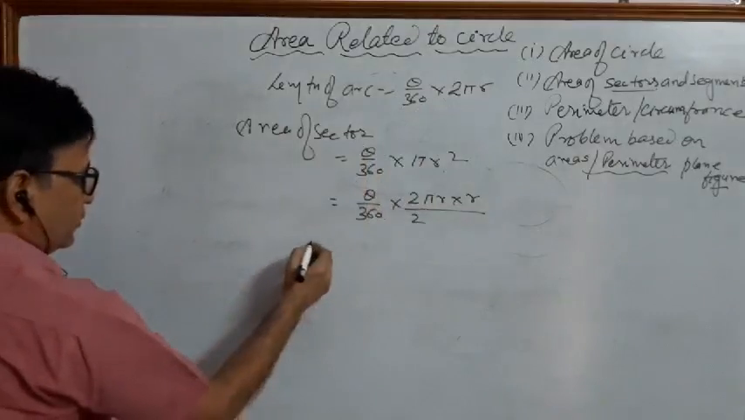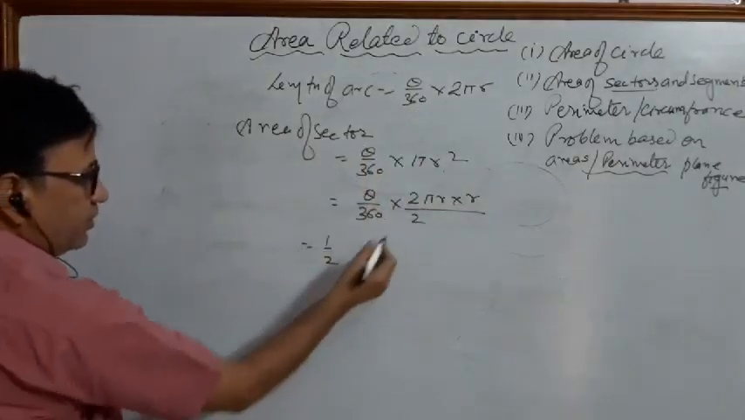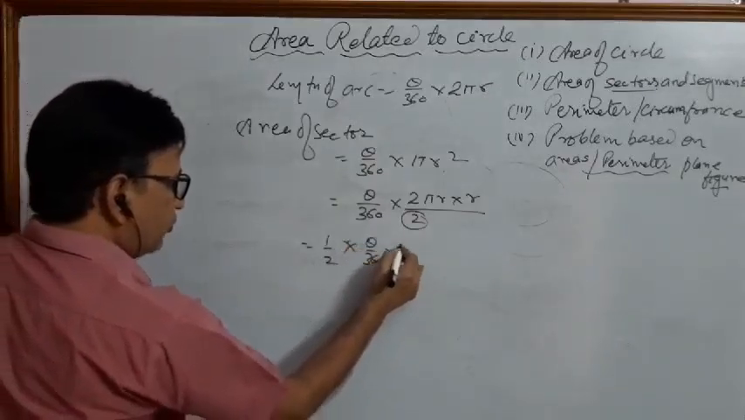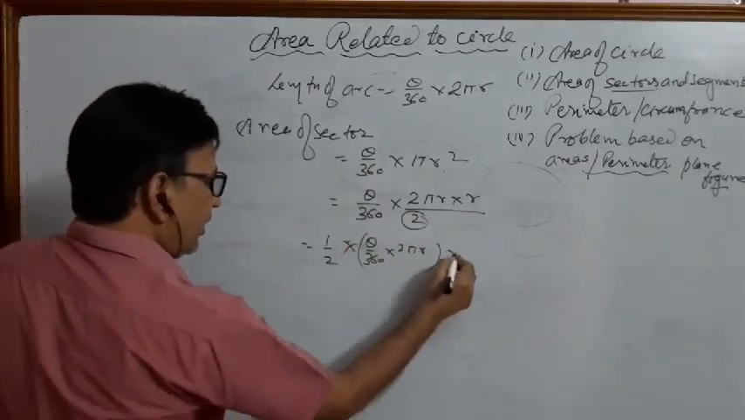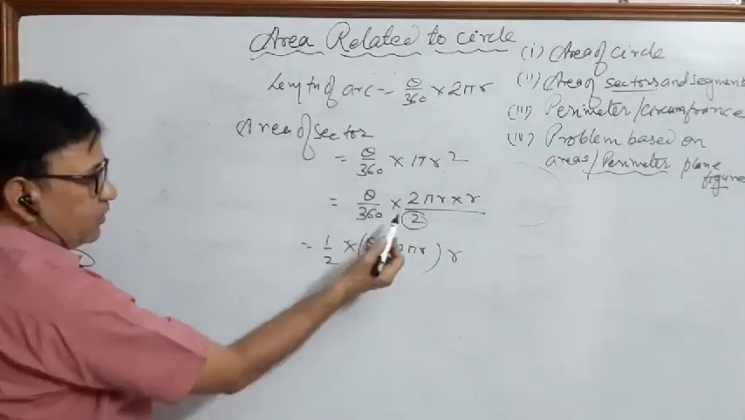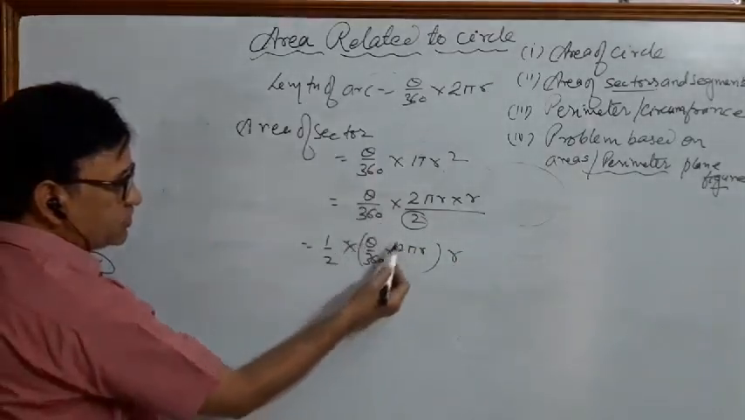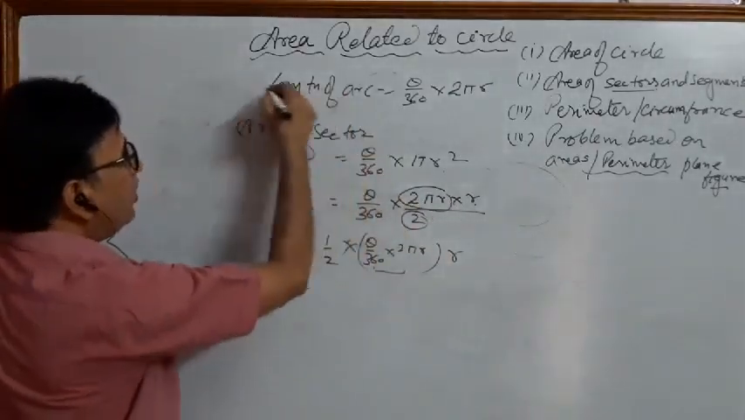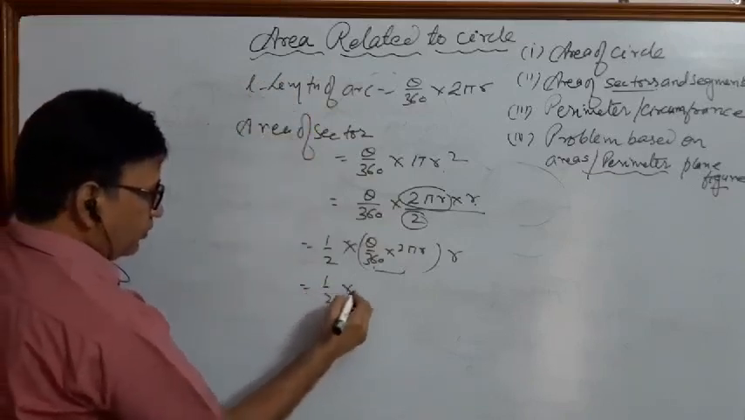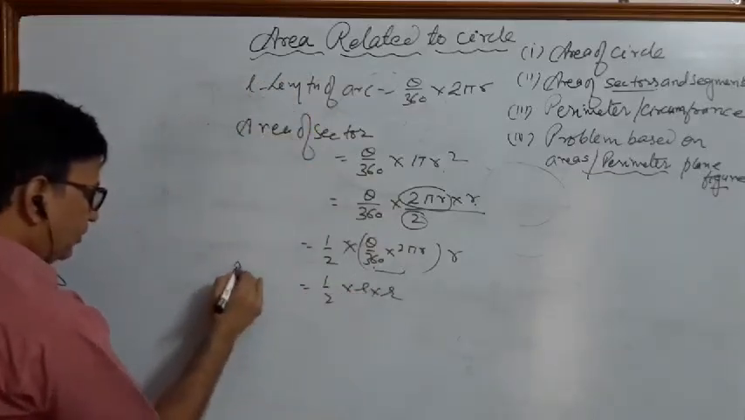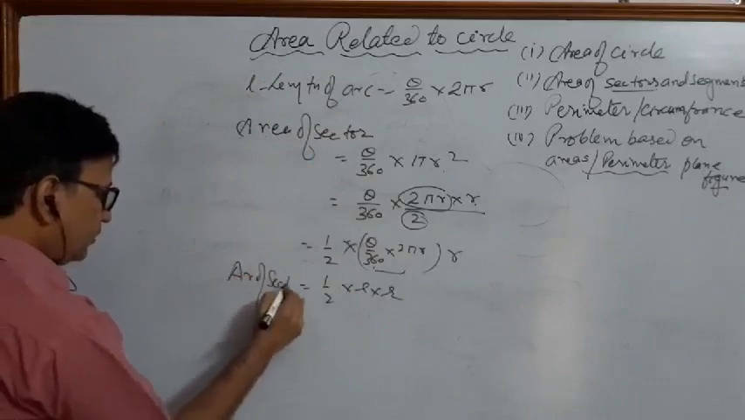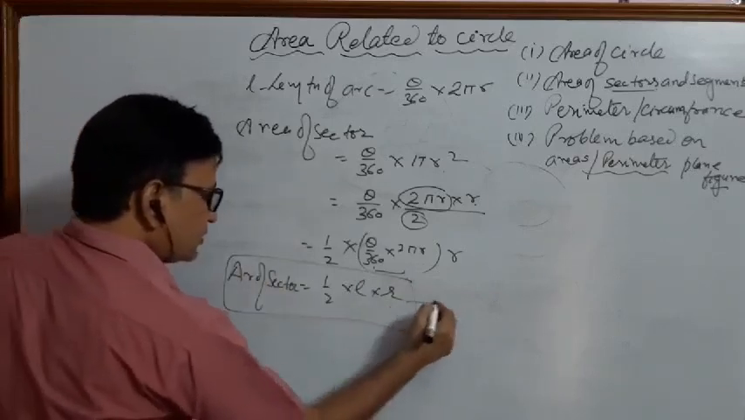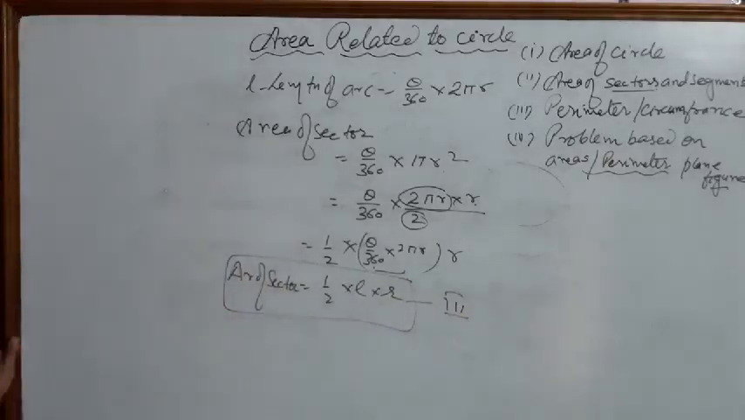Simply we check here. So you see this is 1 by 2. Then write theta upon 360 and this 2 pi r and r. Now see the result here. This 1 by 2 I have written here, theta upon 360, this 2 pi r, and write r separate. Then this is the formula of what? L. So 1 by 2 L r. Area of sector is half L r. This is the third formula.